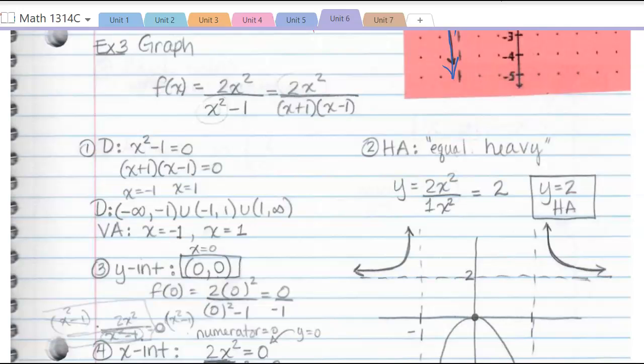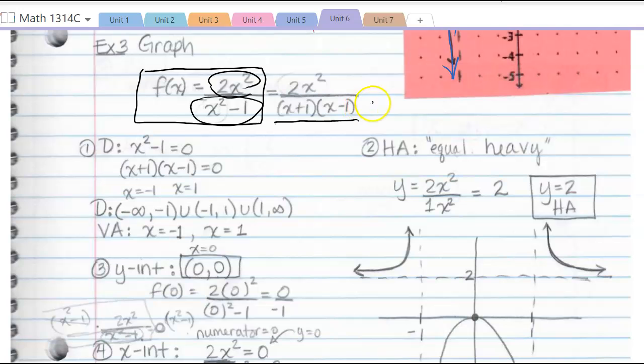Let's go to example number 3, where our job is to graph f of x, where f of x is equal to 2x squared over x squared minus 1. We're not going to be doing too much graphing like this, but I do want you to see that we can still apply what we know. So the first thing we're going to do is see if we can reduce that. We know we can't factor the numerator, but the denominator can be factored into x plus 1 times x minus 1.